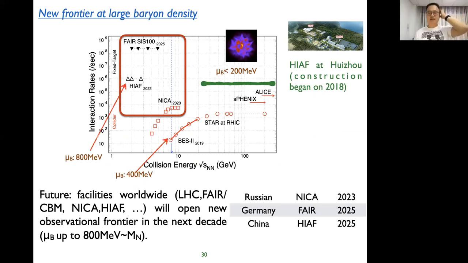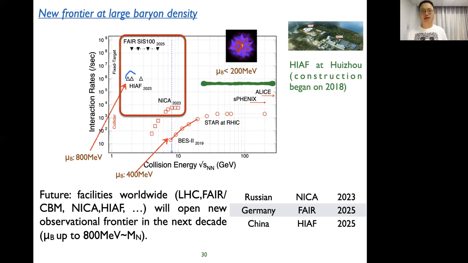So first of all, I think this is very interesting. Actually, that's one of the motivations for my decision to move to my current institution, because this institution will also build a fixed target program to create matter at a baryon chemical potential around 800 MeV. I think NICA and CBM will also do the same. One obvious reason is that if you create matter around 800 MeV, you are much closer to the physics of neutron stars, which is interesting in its own right.